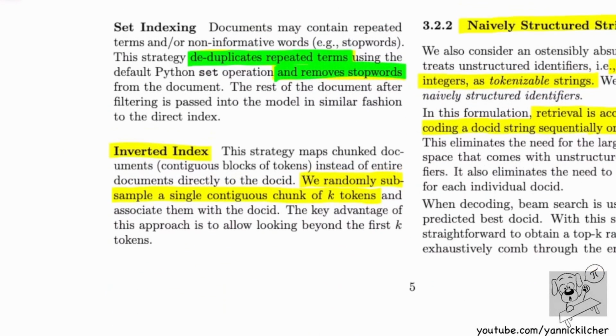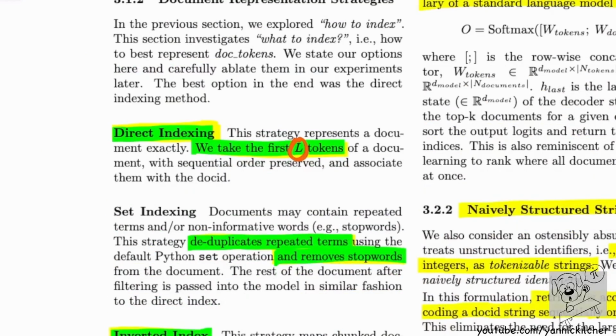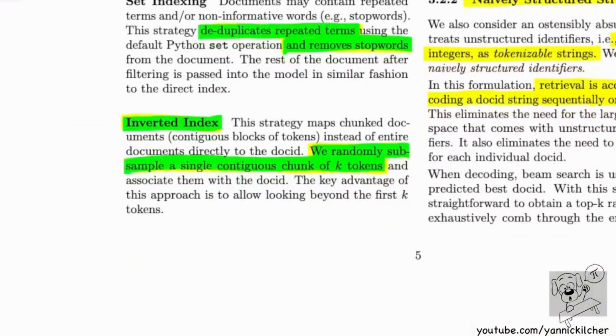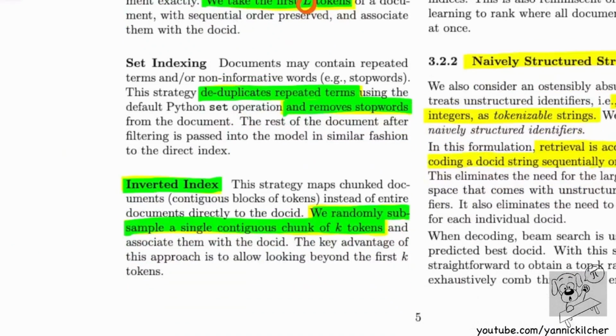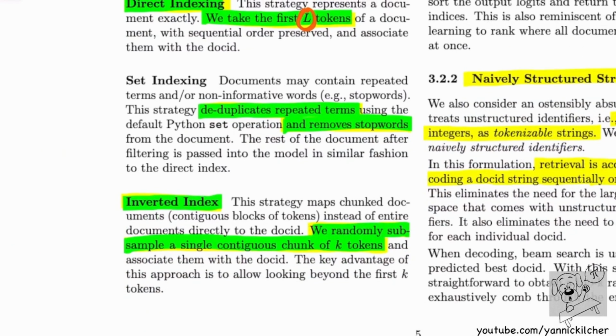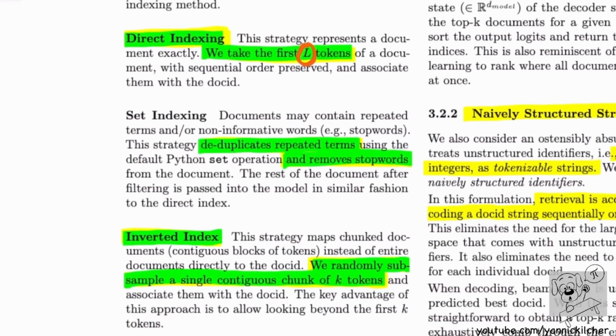And then there's what they call inverted index, which is a bit in the spirit of how search engines classically do this. They say we randomly subsample a single contiguous chunk of K tokens from the document. So they're not only limited to the first L tokens, but they always take a random substring of the document that is of that length. Now, technically, this should work better than the direct indexing. Yet in their experiment it performs worse than the direct indexing, and I just don't believe it. It does not make sense, right?